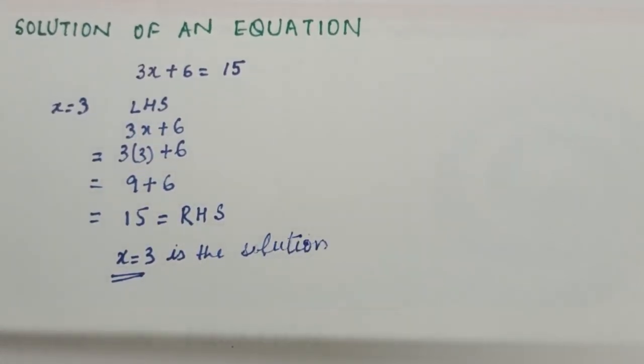Alright, in your exercise, the second question is like that only. There you will be given the value for x and you will show by putting that value in the given equation whether it is the solution or not. If the left hand side comes equal to right hand side, then that value is the solution, otherwise it is not the solution.